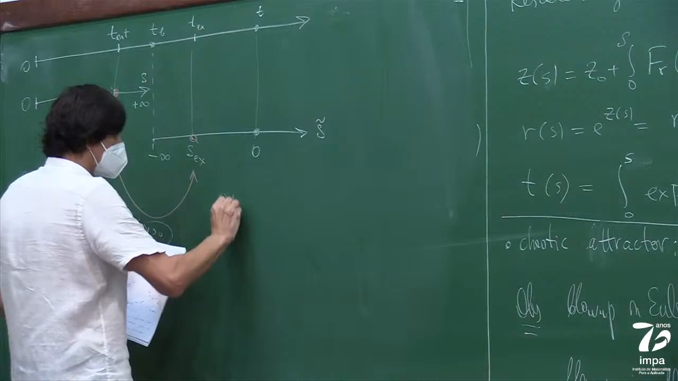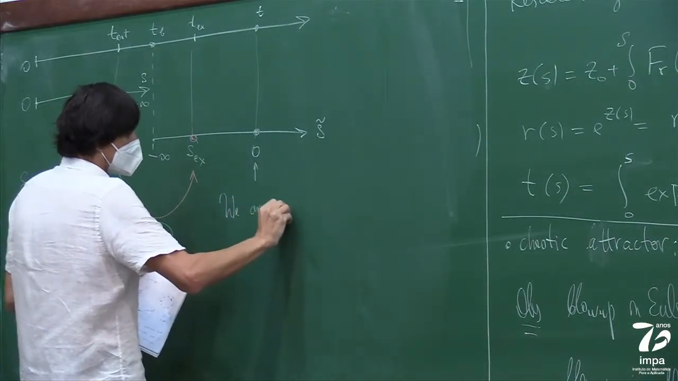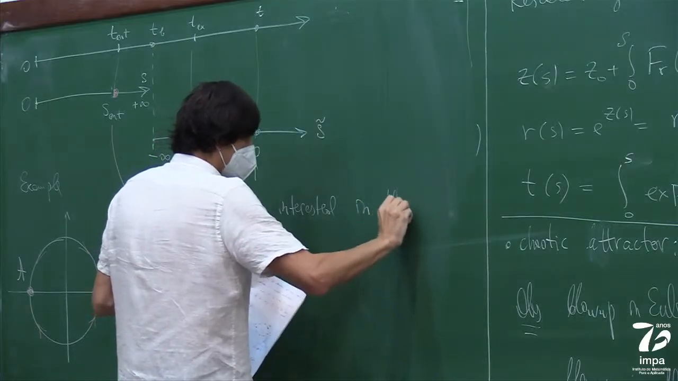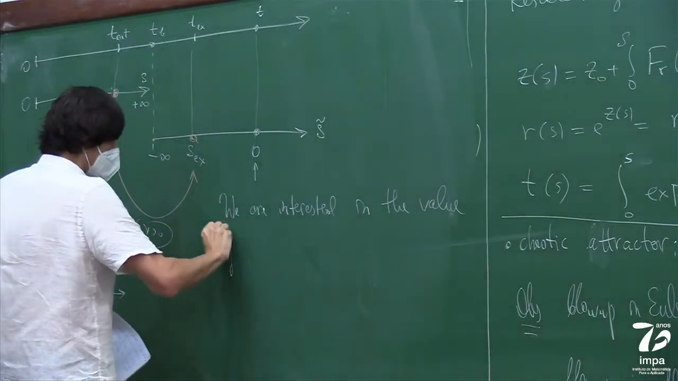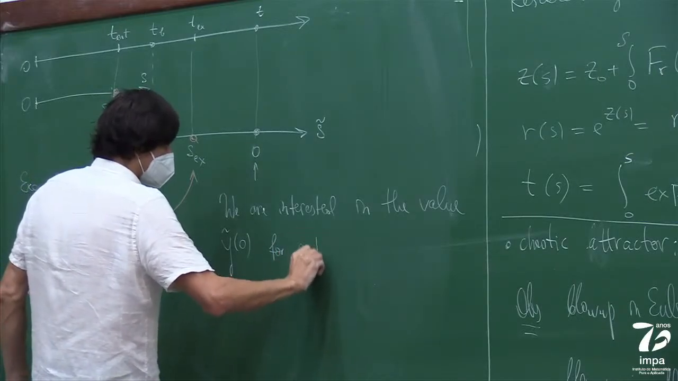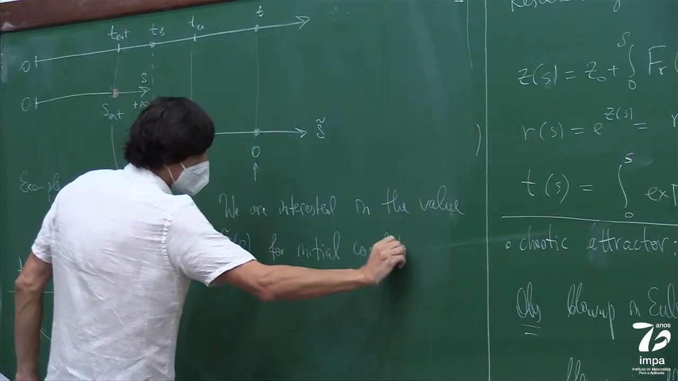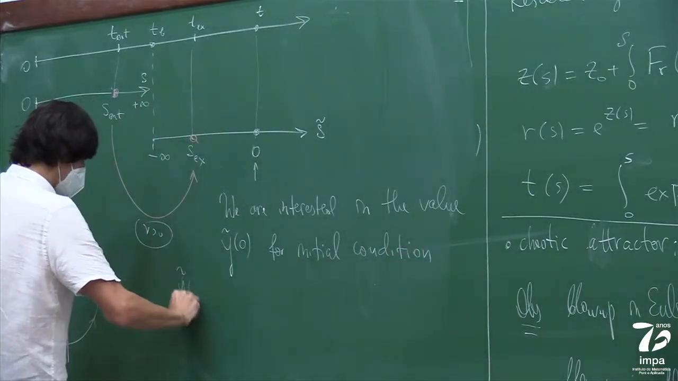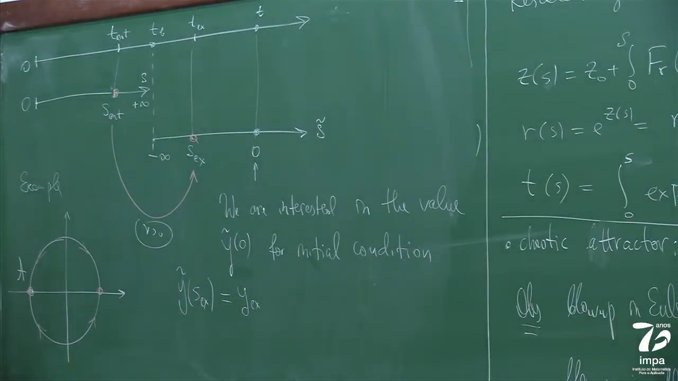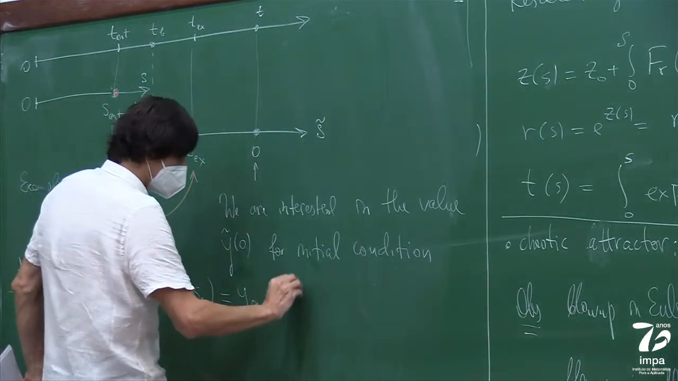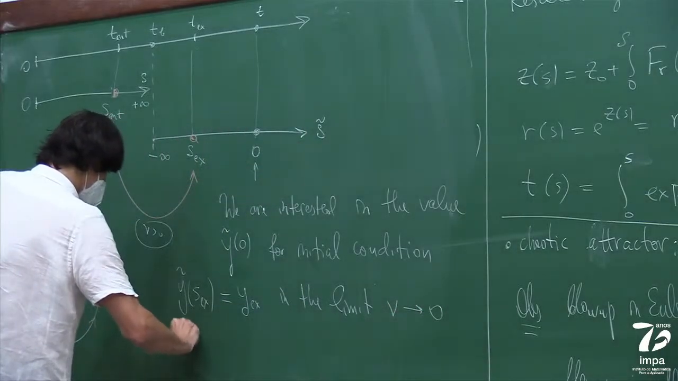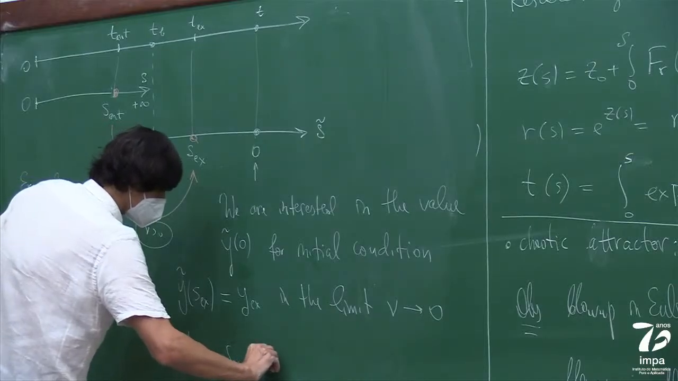So we're interested here in the value y tilde 0 for the initial condition y tilde at S exit equals something, which is given by the regularization in the limit nu goes to 0, when S exit goes to minus infinity.